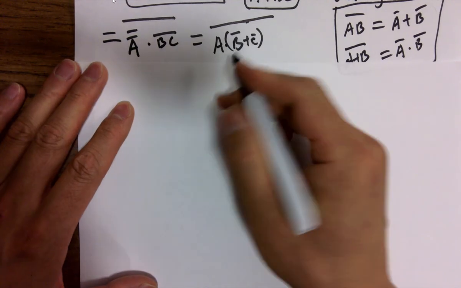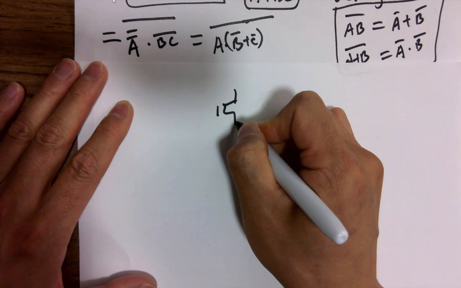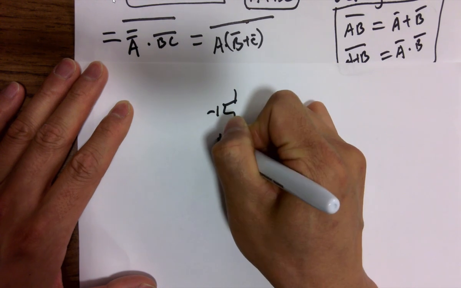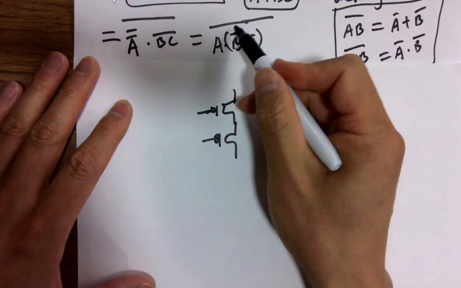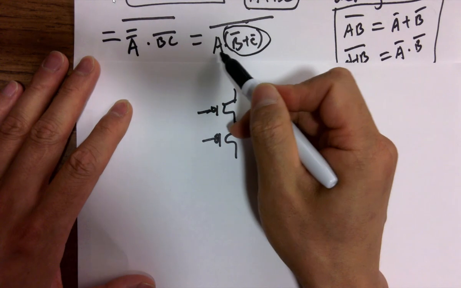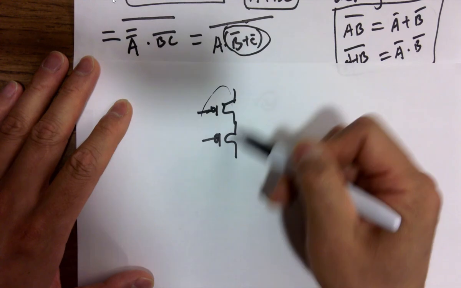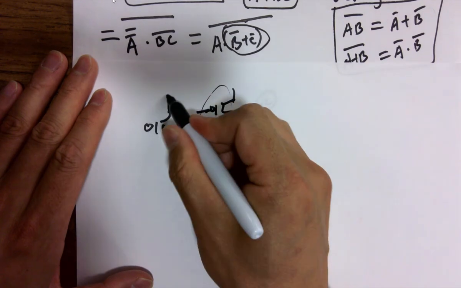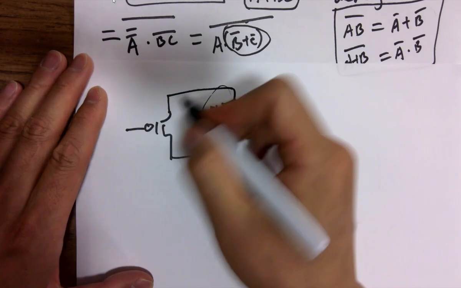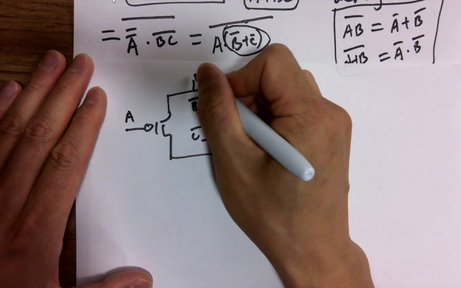So series PMOSes for these 2 signal lines. And the whole thing as one entity is doing AND logic with this guy underneath the bar, so these 2 things need to be in parallel with that A. So this is B naught, this is C naught, and that's VDD.